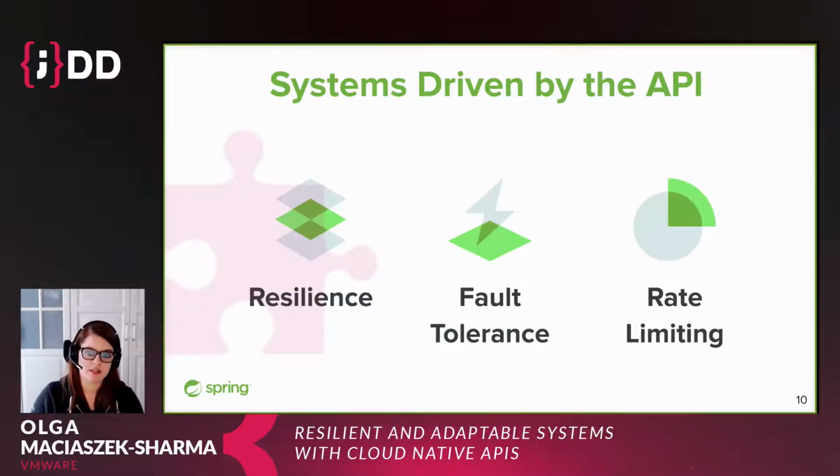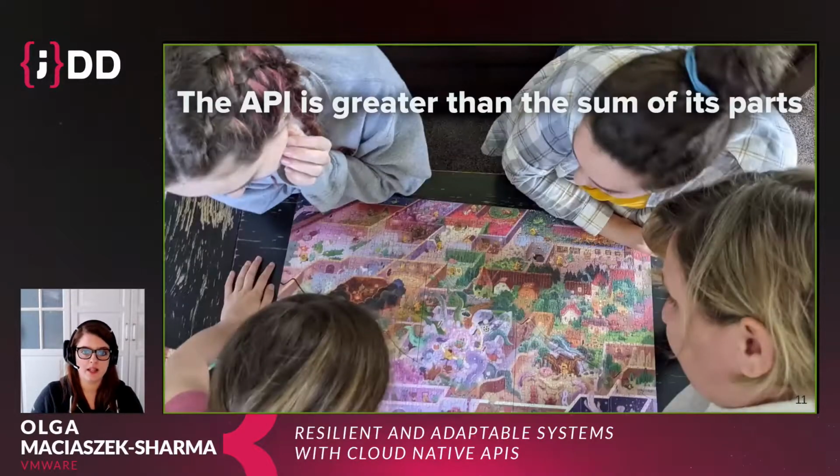All the characteristics of a cloud-native application bubble up to the API, such as resilience, fault tolerance, and rate limiting. Rather than applying to individual services, these attributes are now part of the API. And that makes the API greater than some of its parts.